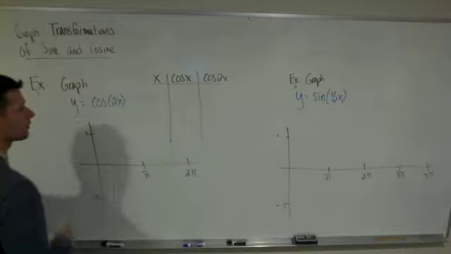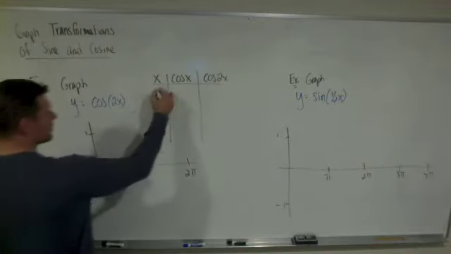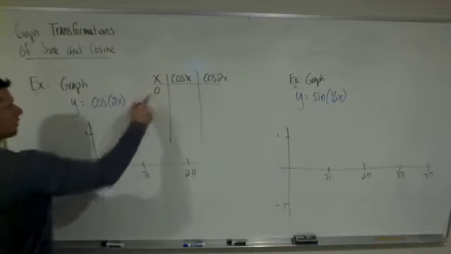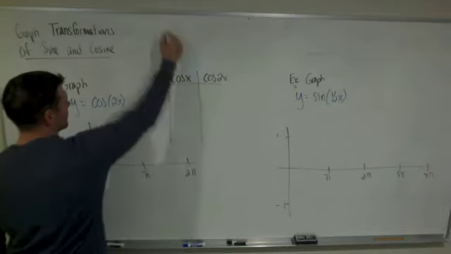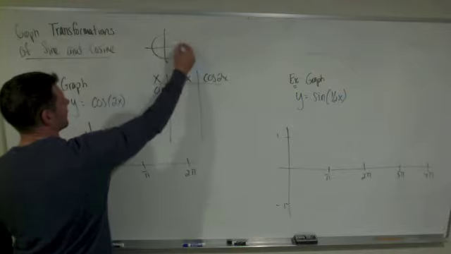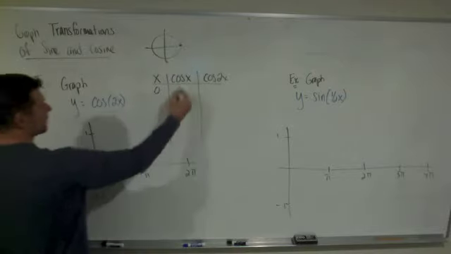Okay, so let's go through the drill here. Suppose I put in 0. What's cosine of 0? Well, cosine of 0 is the x value at the terminal point. Right here, if I have 0, there's my terminal point. What's the x value? Well, it's 1.